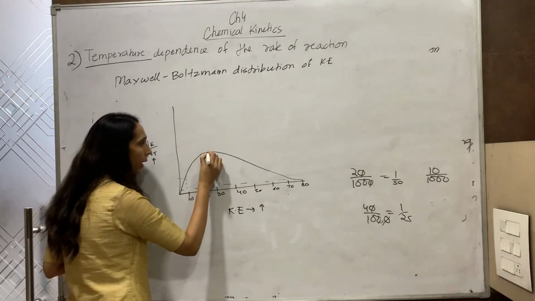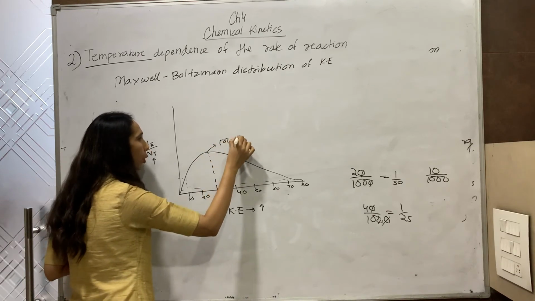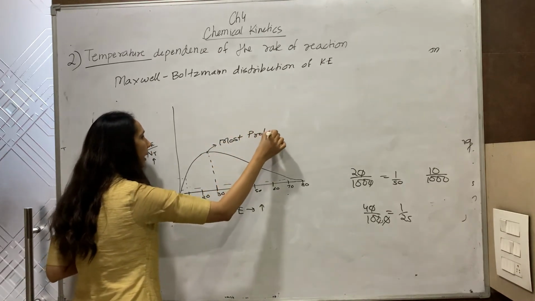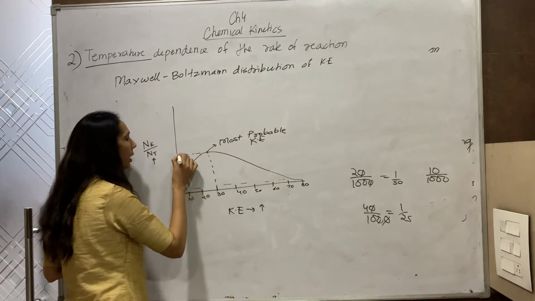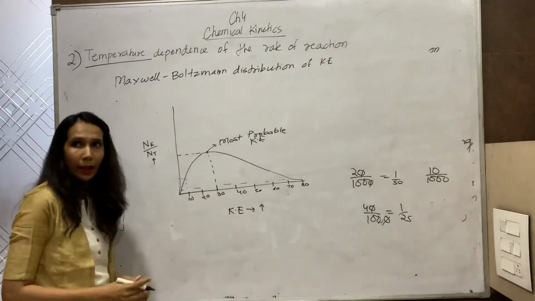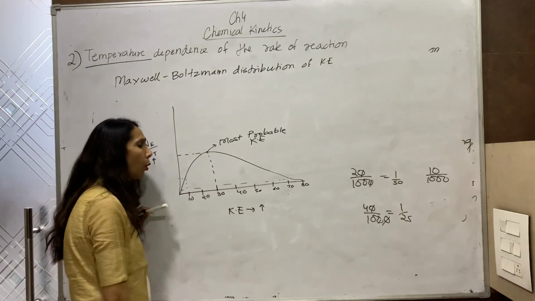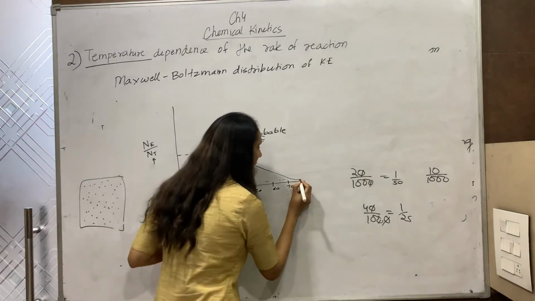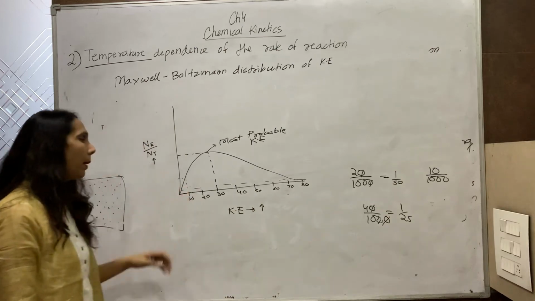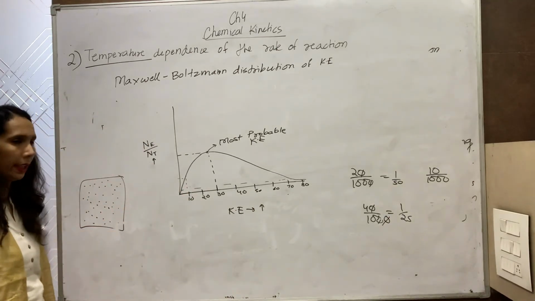The maximum fraction of molecules have this kinetic energy, and this is called the most probable kinetic energy, because the fraction of molecules which possess this kinetic energy is maximum. So this is called the most probable kinetic energy. This is the graph plotted by Maxwell and Boltzmann, showing the distribution of kinetic energy.